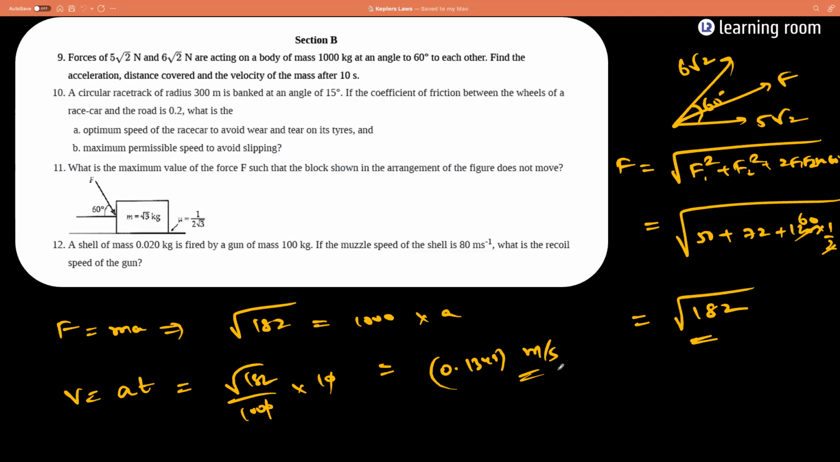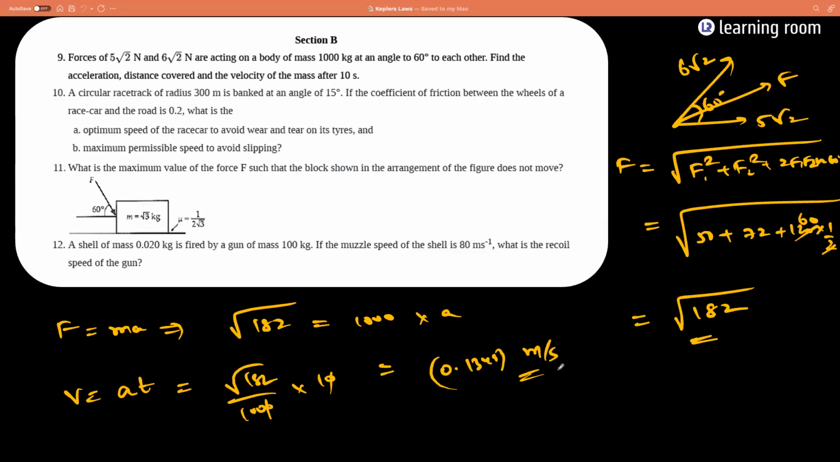Distance calculated: S is equal to half at square. Half into a, where a is 13.49 by 1000. Correct? That's what you might have. Half into 13.49 by 1000, that is acceleration, into t square. t is 10, so 100 over 1000. So 100 and 1000 cancel.